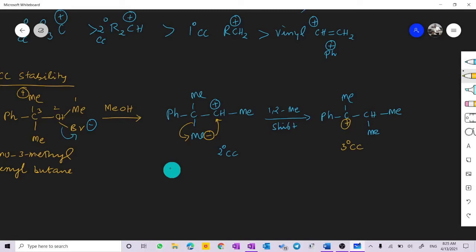So after this stabilization takes place, the abstraction of the beta proton will take place. Now the beta protons will be here: you have beta 1, here you will have beta 2. From the ring it will not be possible to take out the electron because it will destroy the aromaticity of the ring. Therefore from the phenyl group, a proton cannot be abstracted. Therefore only beta 1 and beta 2 can be abstracted.